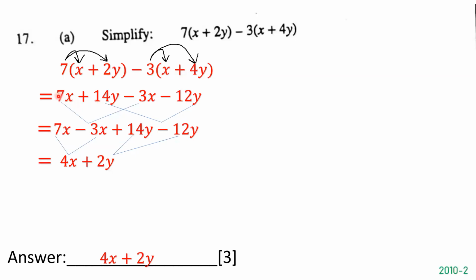So we're going to bring together the x's. 7x and 3x, we bring them together, and then 14y minus 12y, we bring them together. So we say 7x minus 3x is definitely 4x, and then 14 minus 12 is definitely 2, so 14y minus 12y is definitely 2y. So the answer here is going to be 4x plus 2y, and that's our final answer for this one.